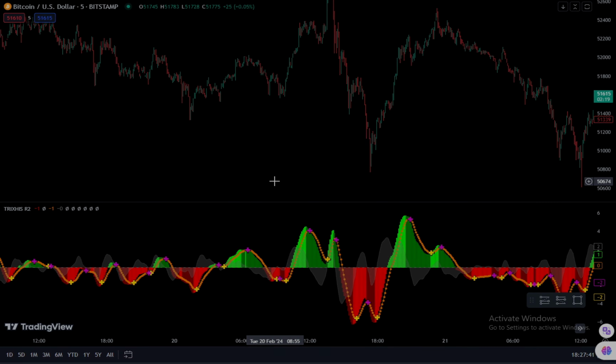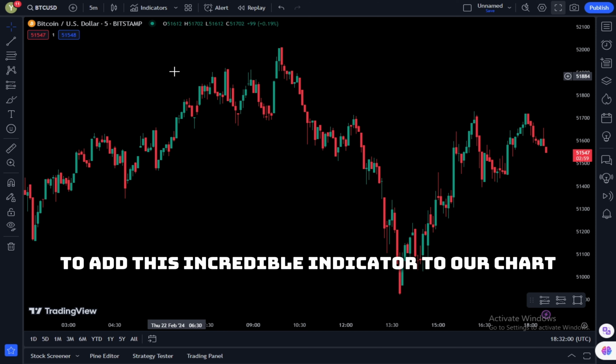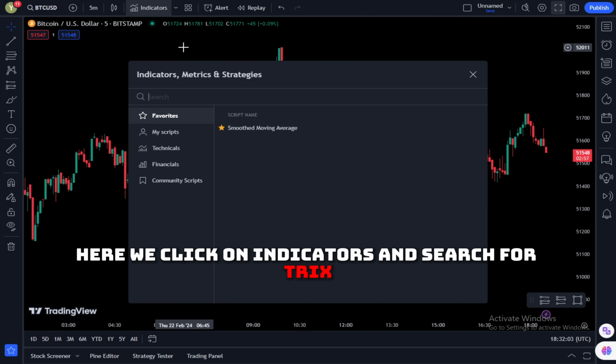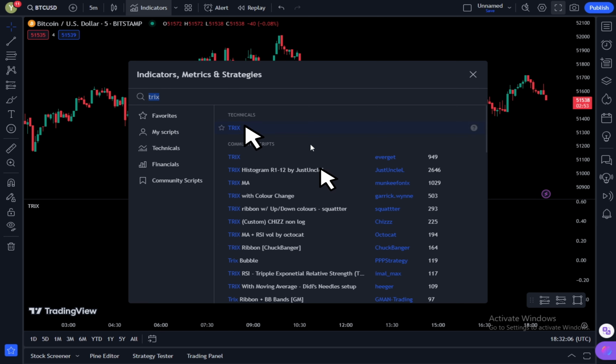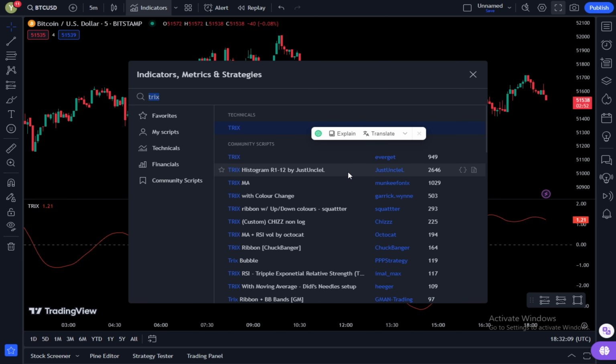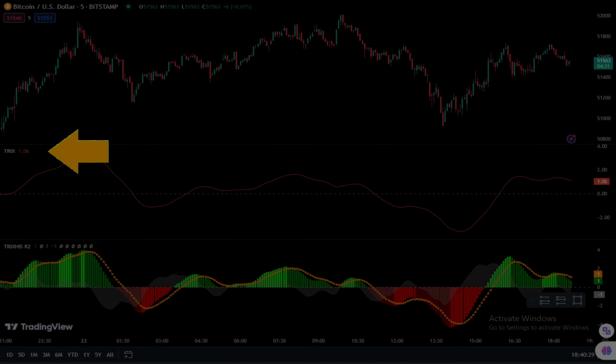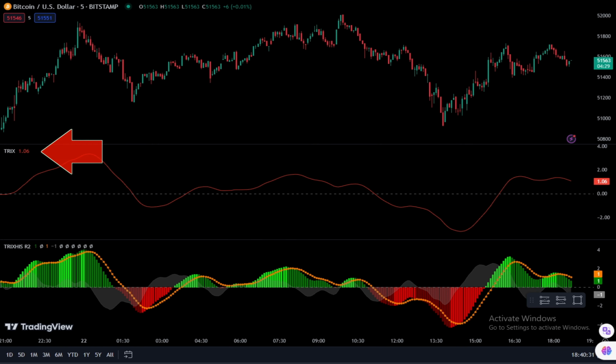Let's get started. To add this incredible indicator to our chart, here we click on Indicators and search for Trix. We also add the Trix histogram R112, which is created by someone known as Uncle L. This is the basic version of the Trix indicator, and here we have a newer version with more features to help you analyze chart movements.